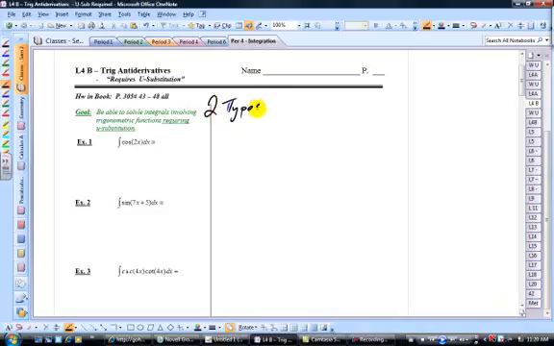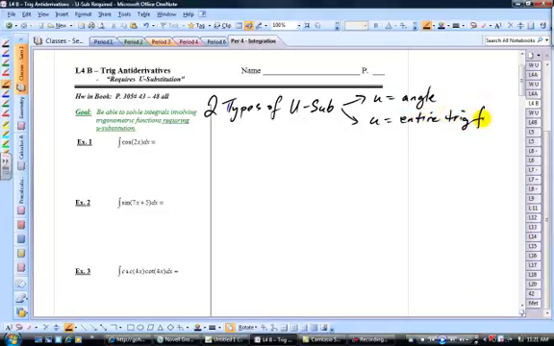There are two types of the U substitution that we're going to be looking at today. Two types of U substitution. Okay, first type and second type. The first type is where we let U equal the angle only. So U equals just the angle within the trig function. And the second type, when that doesn't work, is when we let U equal the entire trig function. Depending on what you're given, you'd use one versus the other.